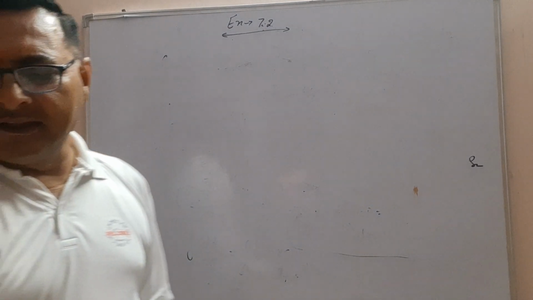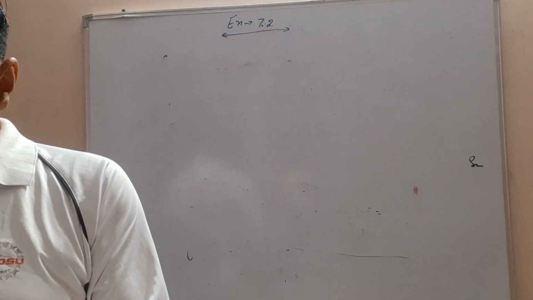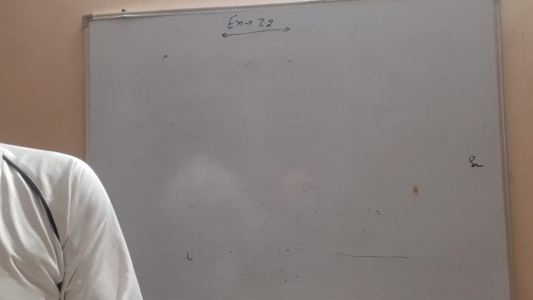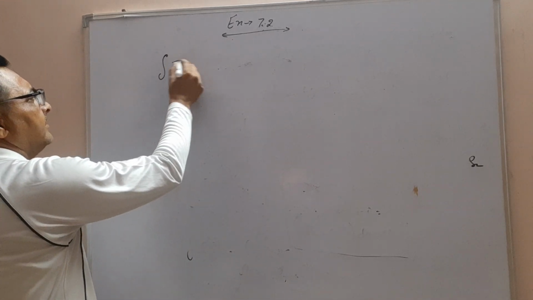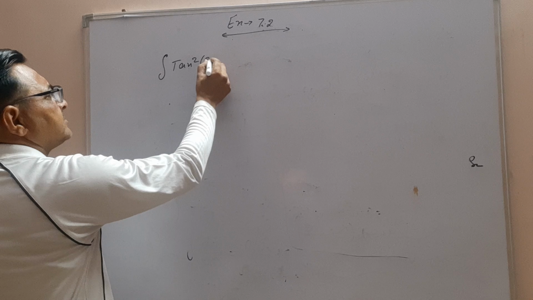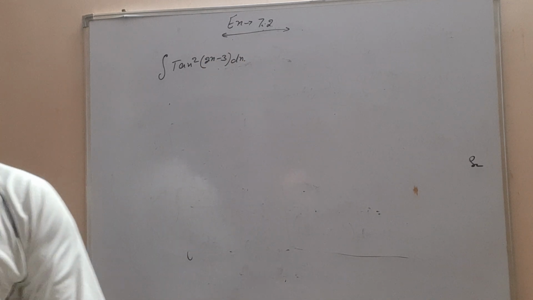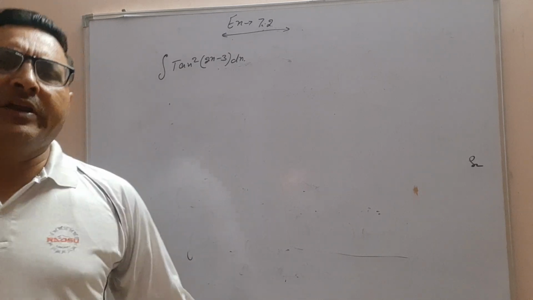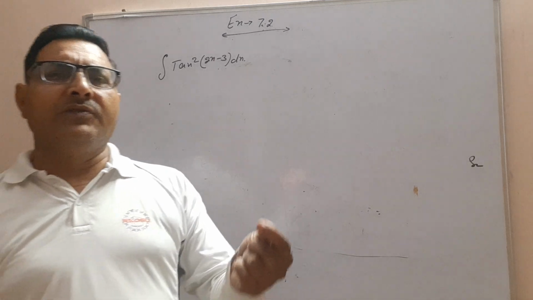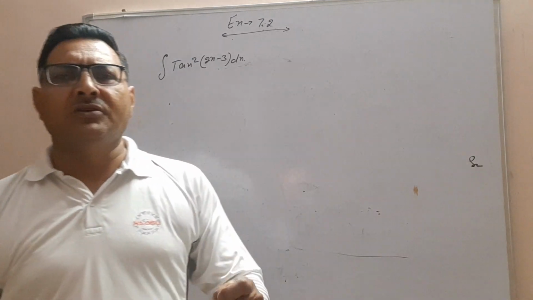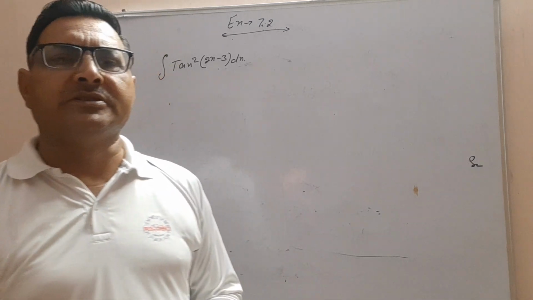Yes. Look at the another question: integrate tan square of (2x minus 3) into dx. And we know that there is no integration of tan square x. Integration of tan x is possible, integration of secant square x is possible, and of cosecant square x is possible.